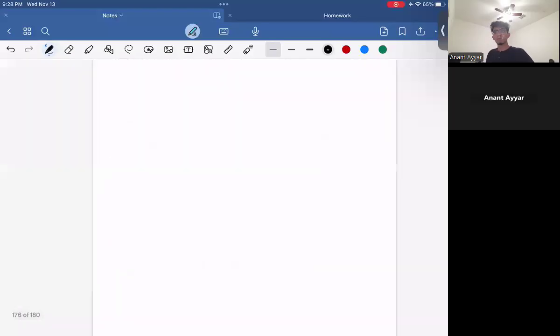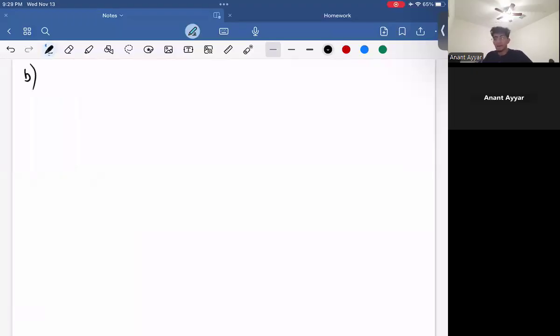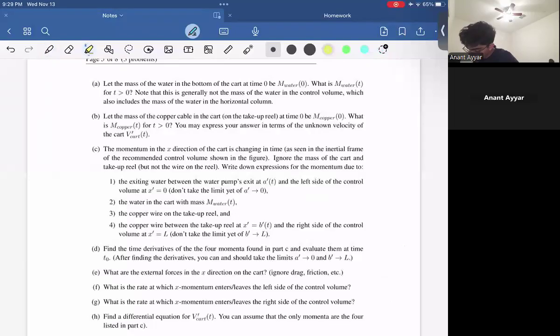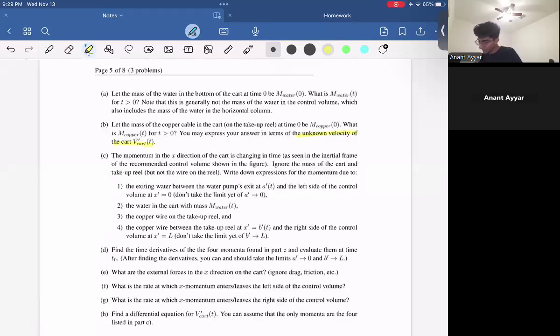Now for the second part, part B. Now we're looking at the same thing, but for the mass of the copper. We're again given the initial condition at time 0, the mass of the copper is 0, and we need to find the mass of the copper as a function of time. We're also allowed to express this in terms of the unknown velocity v prime, which is the velocity of the cart in the inertial frame. And now let's go through this.